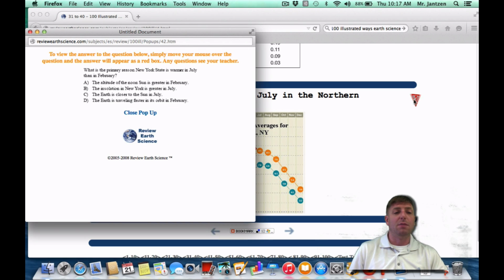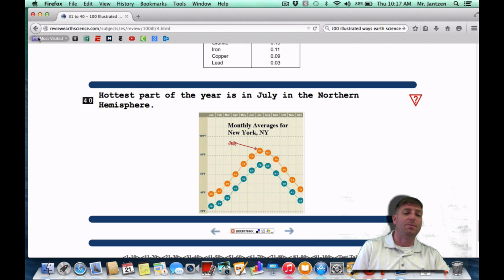A Regents question may appear something like this. What is the primary reason New York State is warmer in July than in February? Once again, we're talking about a question of the insolation in New York being greater in July. Once again, it's taking in more energy. Okay.